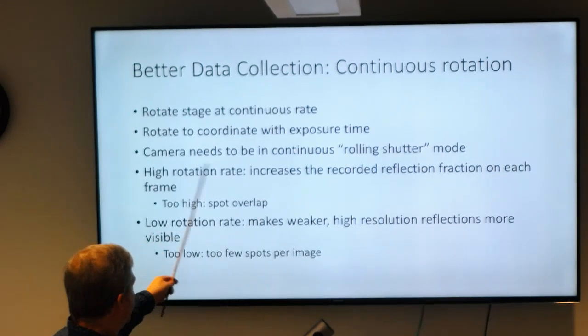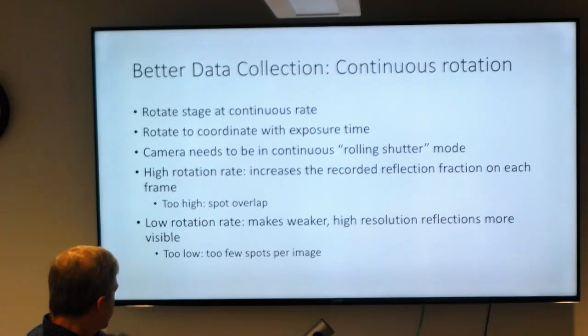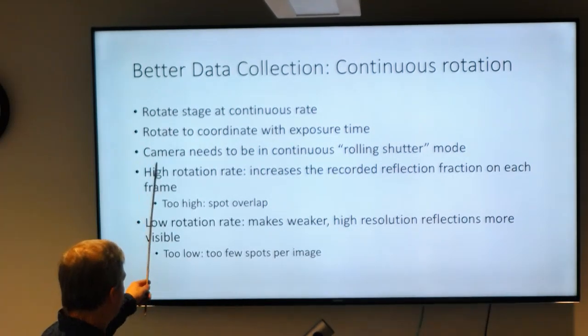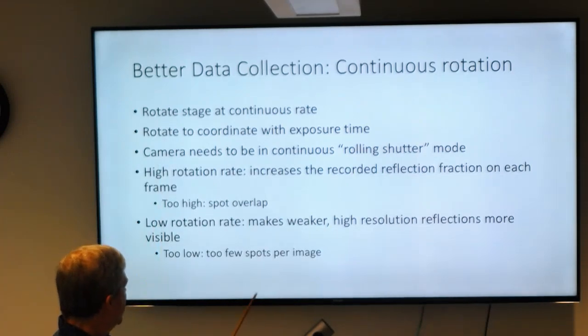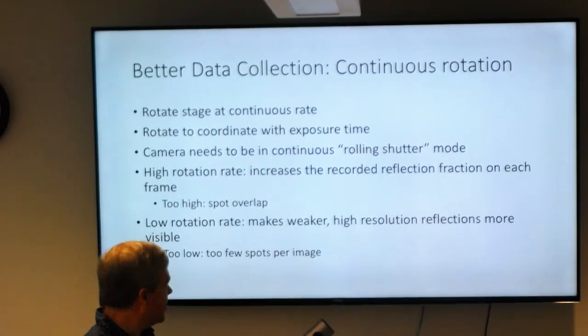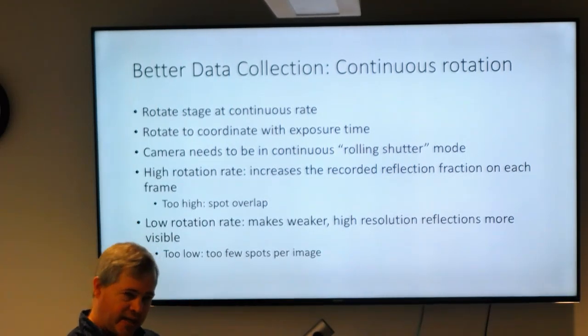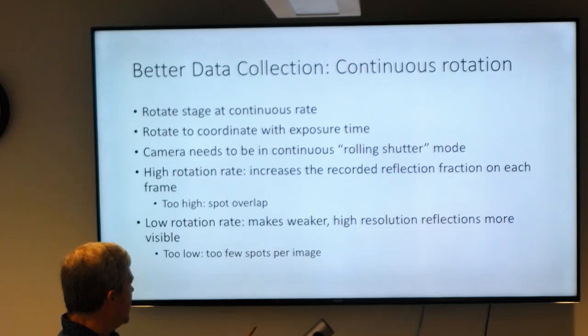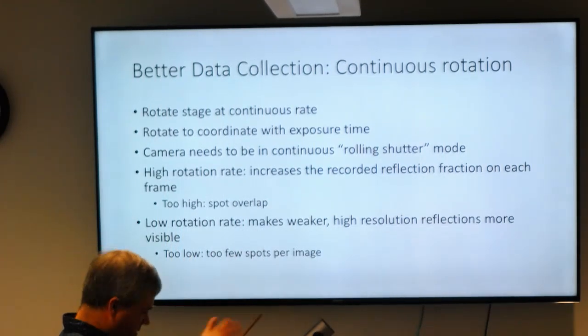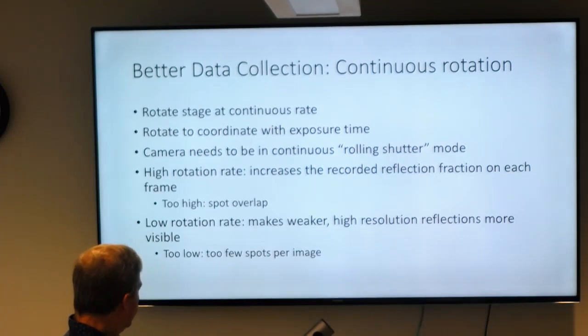So a better data collection technique is continuous rotation, where you rotate the stage at a continuous, slow rate and collect as you go. For this, you need a special camera that has what's called a rolling shutter mode. The beam is on the entire time, and the camera is continually reading out. So you're getting image after image, and you're not missing any information. You do have to do it at a fairly low rotation rate to be fast enough for the camera.